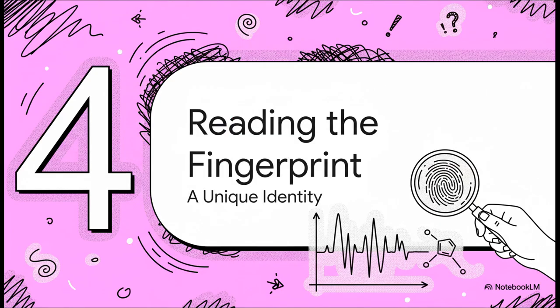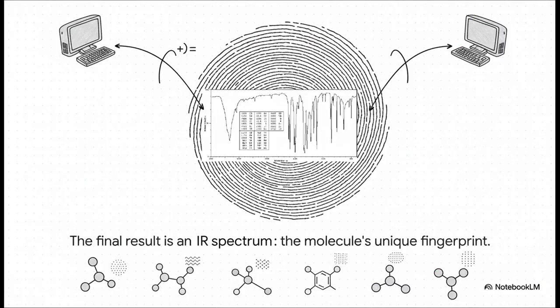Okay, we've captured the dance. Now it's time for the big reveal. How do we take that super complex signal and translate it into something that a person can actually read and make sense of? So a computer does a really fast mathematical operation on it called a Fourier transform. And what we get is this, an IR spectrum.